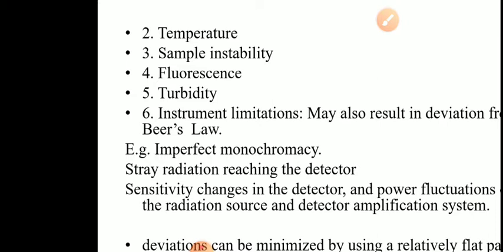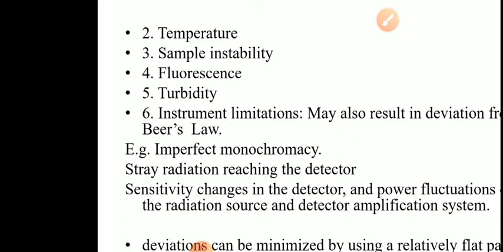So if a reaction is temperature dependent, as soon as the reaction is over, you have to measure the absorbance, because with the fluctuation in temperature, the amount of light absorbed will also go on changing, and you will not get a linear relationship graph. So in case of temperature dependent reactions, you have to be very careful, because change in temperature will lead to faulty results.